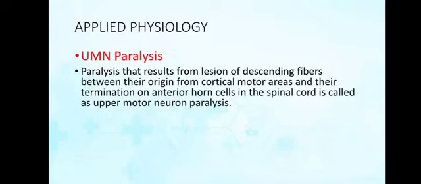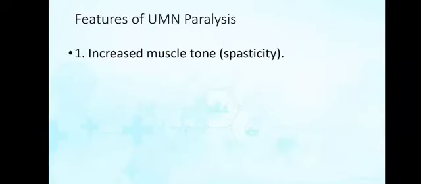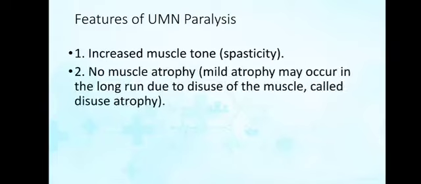Coming to applied physiology, one of the most important diseases is UMN paralysis. The paralysis that results from lesion of descending fibers between their origin from cortical motor areas and their termination on anterior horn cells in the spinal cord is known as upper motor neuron paralysis. Clinically, the pyramidal or corticospinal tract lesion is referred to as upper motor neuron paralysis. Features of UMN paralysis are increased muscle tone or spasticity. The next feature is no muscular atrophy. A mild atrophy may occur in the long run due to disuse of muscle, called disuse atrophy.